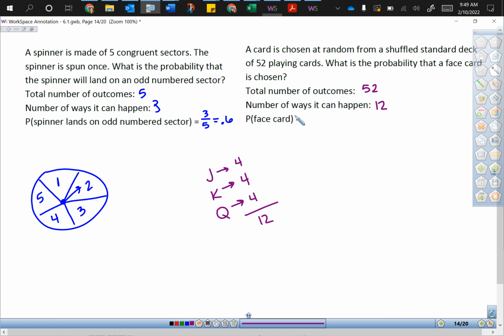Now, the probability of drawing a face card is what you want over the total, so 12 over 52. Can that simplify? Absolutely it can. 4 goes into both of them, so that's going to be 3 over 13, which is approximately what? 0.23. So what do we think? It's unlikely. Could it happen? Yeah, it happens all the time, but it's unlikely.